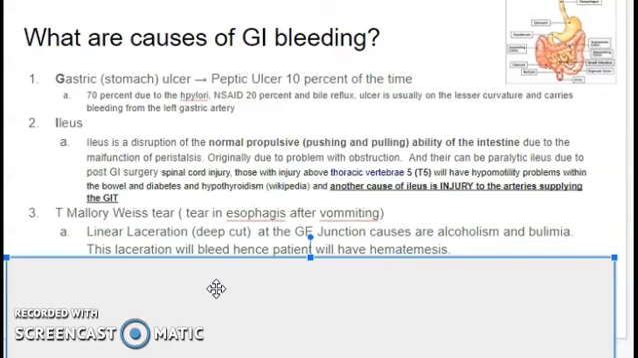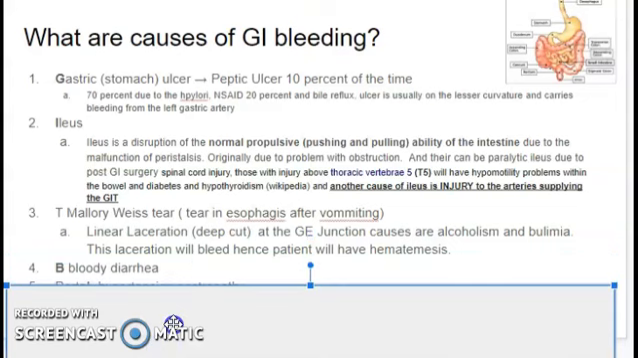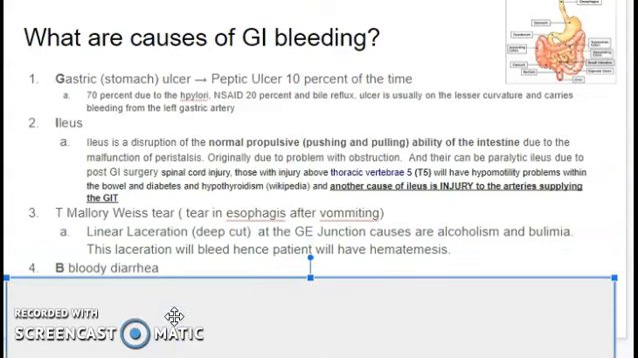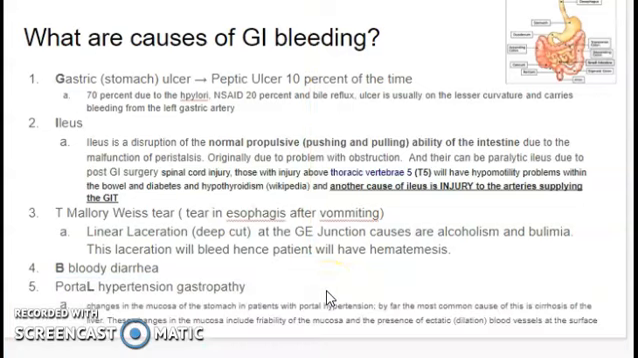Other causes can be, obviously, GIT, and the B would be bloody dysentery or bloody diarrhea, very, very straightforward. So, for example, Shigella or E. coli can cause this sort of problem. We can have the L, which is the portal hypertension gastropathy, and that can also cause bleeding due to changes in the mucosa from portal hypertension, which is one of the causes of liver cirrhosis. This change in mucosa can include friability and dilation of the blood vessels at the surface. So if you're getting portal hypertension or damage to the mucosa, the mucosa can therefore cause bleeding.